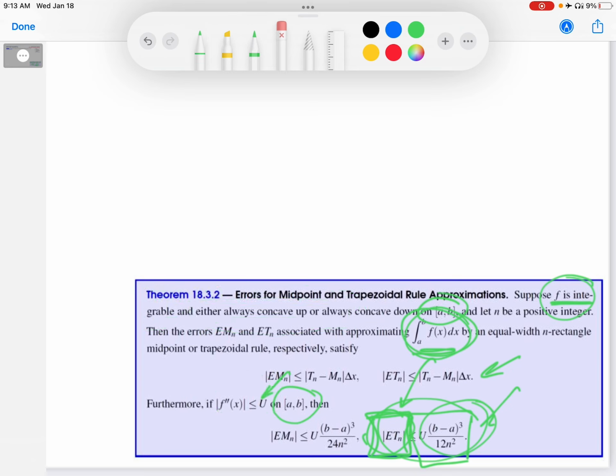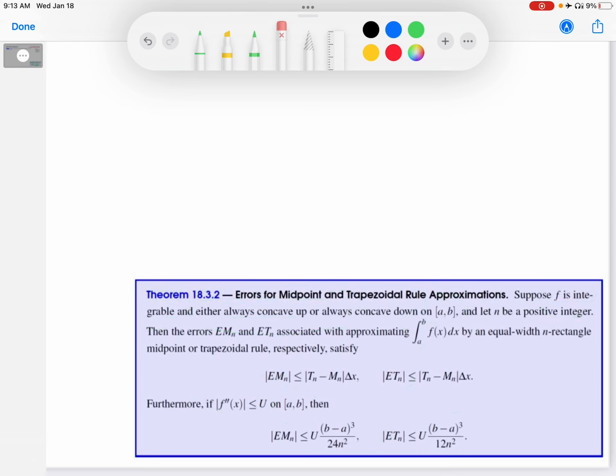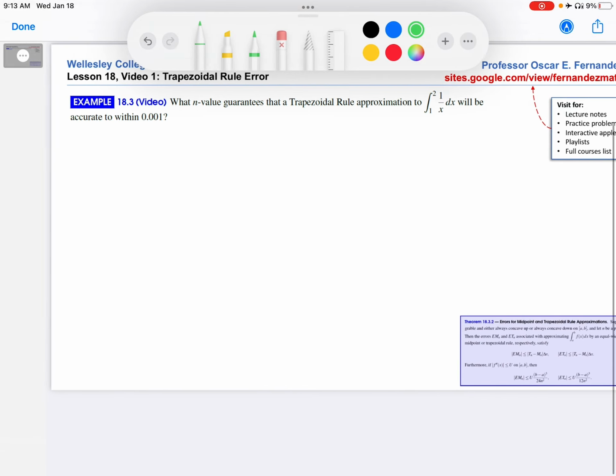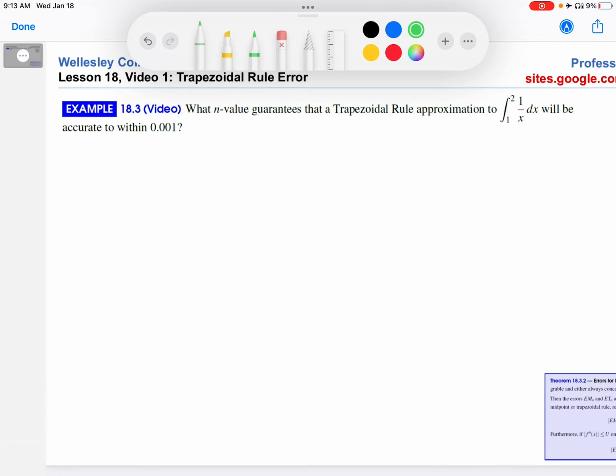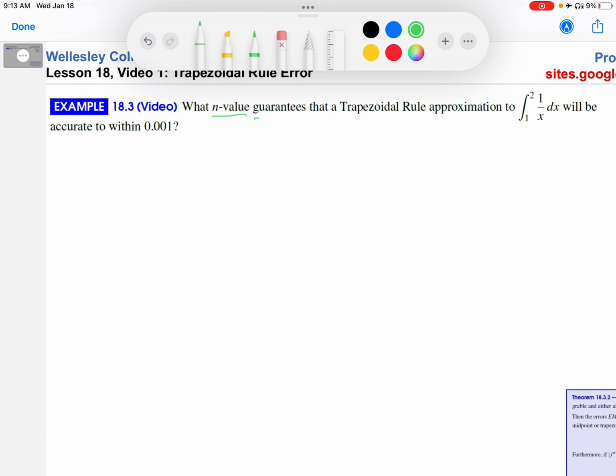Okay, so now let me show you how to use this information to help us calculate how many trapezoids we would need to use in a trapezoidal rule approximation to get to within a certain error of the actual value for that area. All right, so that's exactly what this example says. I'll zoom in a little bit. What n value guarantees that a trapezoidal rule approximation to this will be accurate to within that?